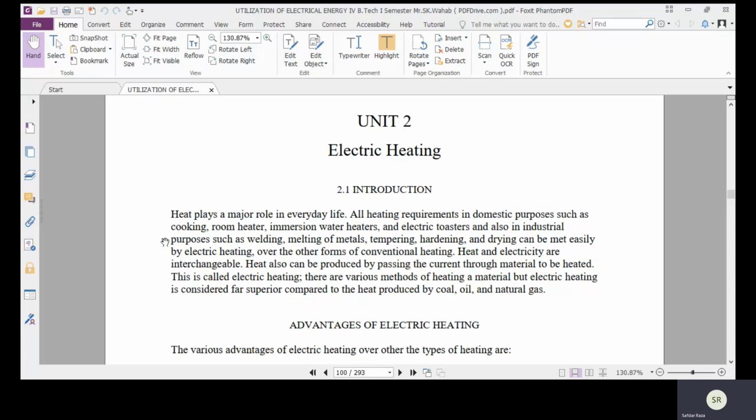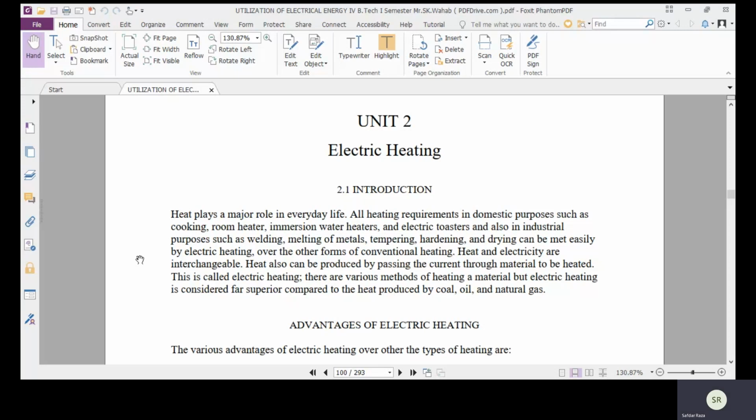And in this context, we are going to start the new chapter, which is related to electric heating. In the introduction, heat plays a very major role in everyday life. All heating requirements in domestic purposes, such as cooking, room heater, immersion water heater, and electric toaster, and also in industrial purposes such as welding, melting of metals, tempering, hardening and drying can be met easily by electric heaters over the other forms of conventional heating.